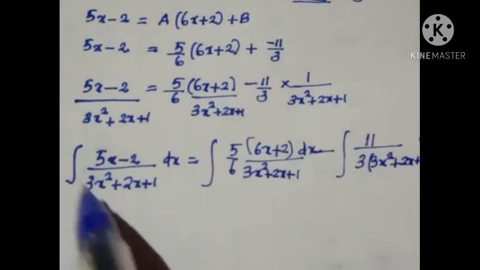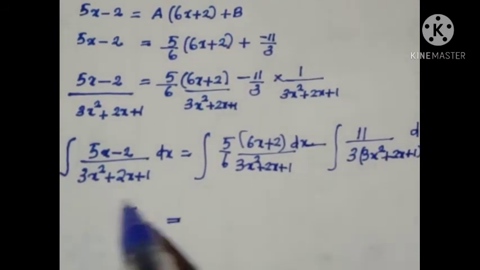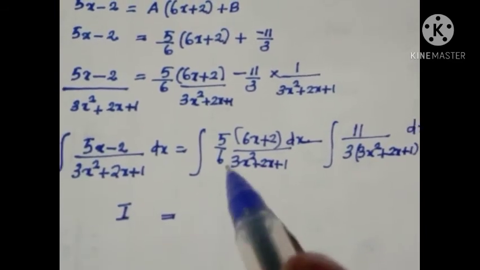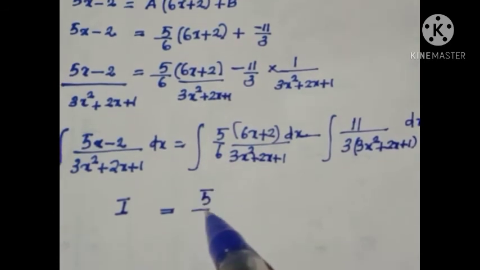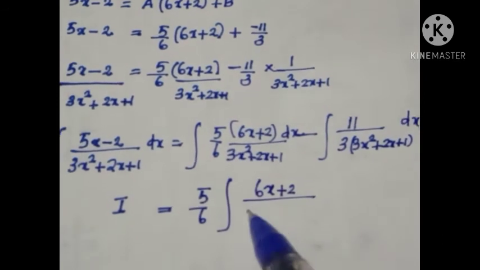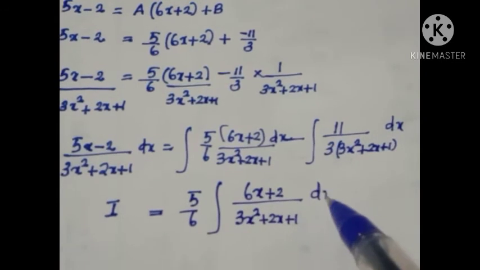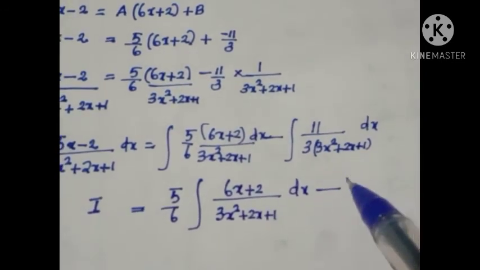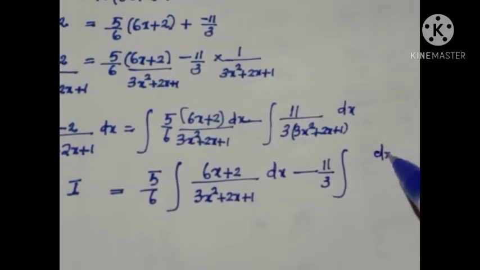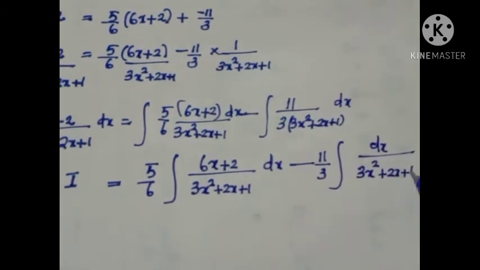So this is our required integrand. So we need to find this integral value. So I put it as I, and here 5 by 6 is constant. So take it outside. 5 by 6 into remaining (6x + 2) by (3x² + 2x + 1) dx minus, here 11 by 3 is constant. So take it outside. Becomes dx by (3x² + 2x + 1).